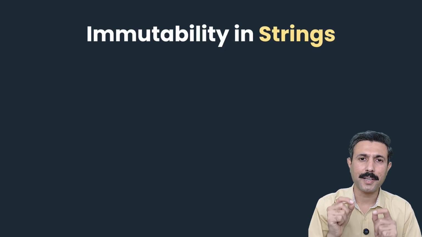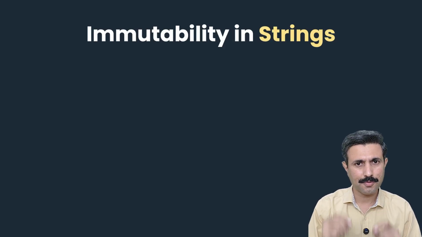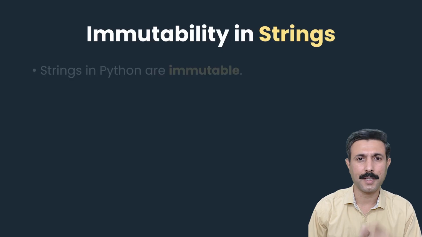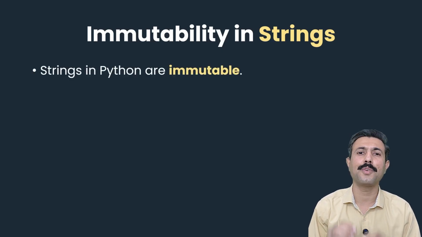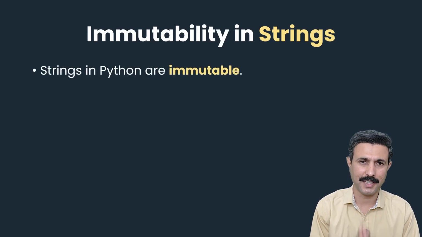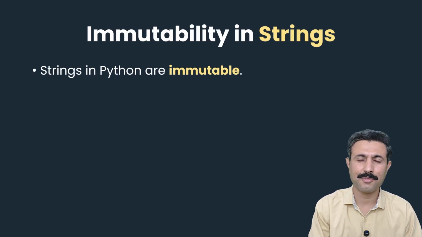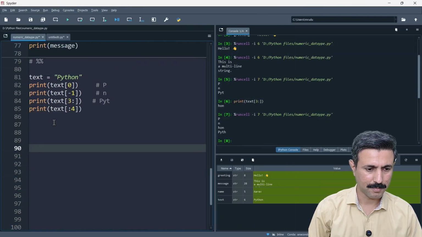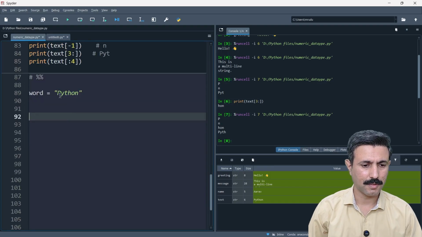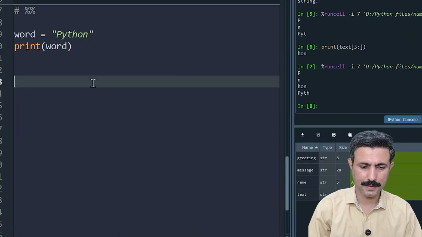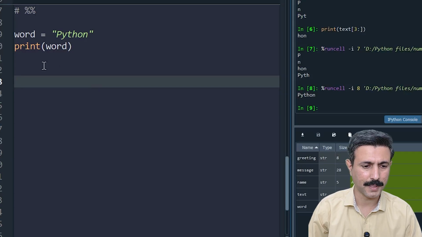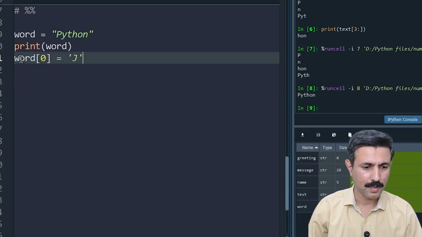Now here something very important is going to come. Strings in Python are immutable. That means once you create a string, you cannot change it. Now let's understand this using a very interesting example. Here let me again create a segment. This is our word Python, and now we are going to print this word. So you can see here Python. Now what I am going to do is word of 0. That means I am going to set the first letter of this Python equal to J, and let's see what it does.